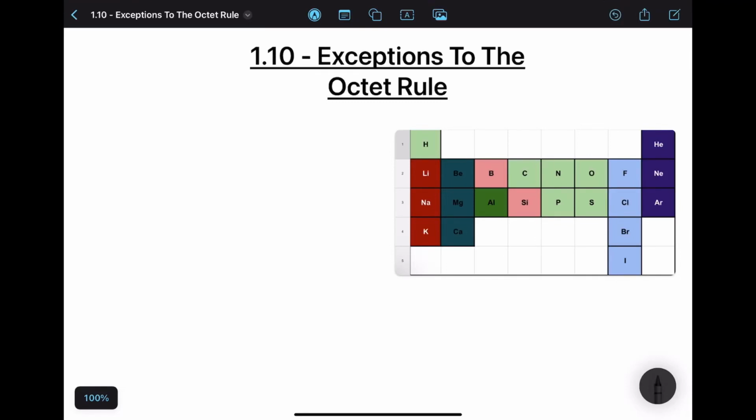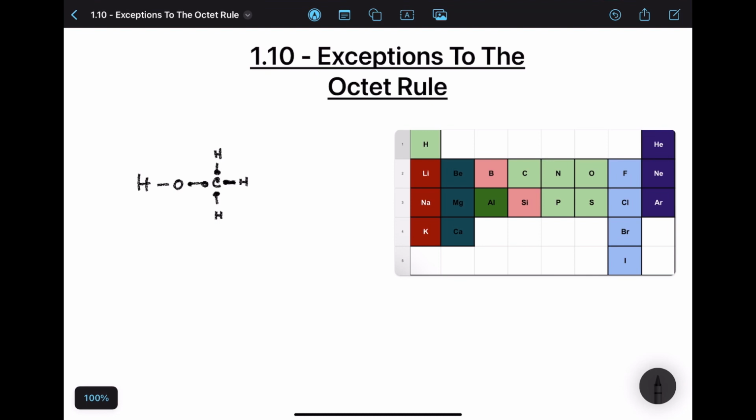In this lesson, we're going to go over exceptions to the octet rule. So we're going to start off with an example. So we know that carbon is in the fourth column of the periodic table. So it's going to have 4 valence electrons, and it's going to share those valence electrons with the atoms around it, right? And so there are essentially 2 possible exceptions to the octet rule.